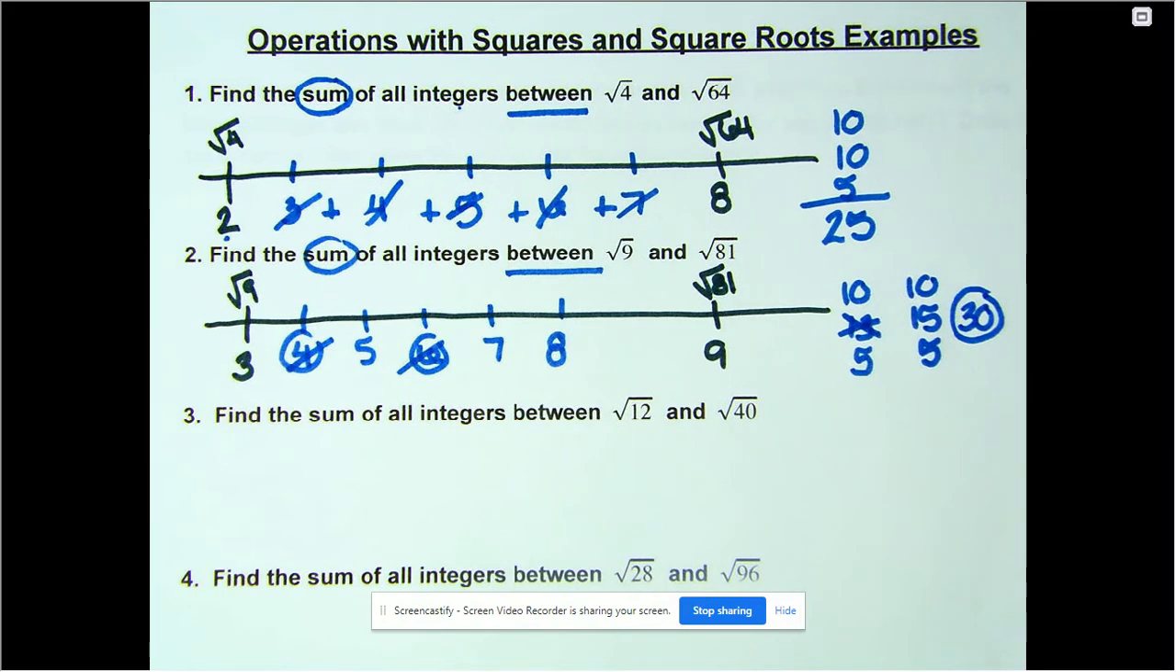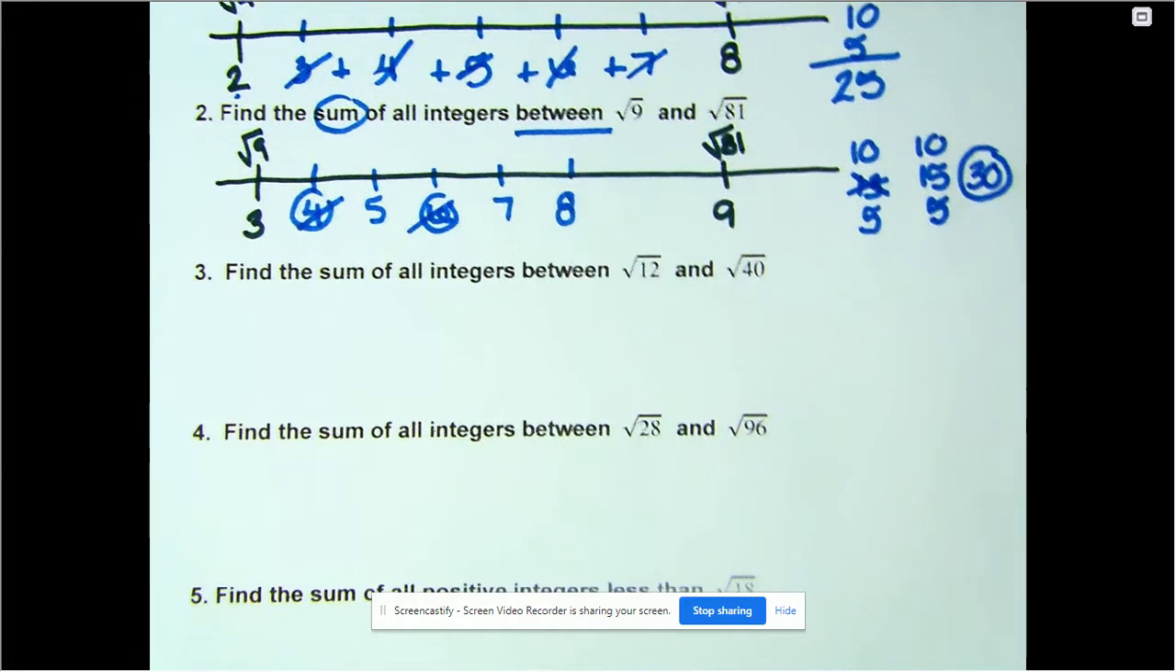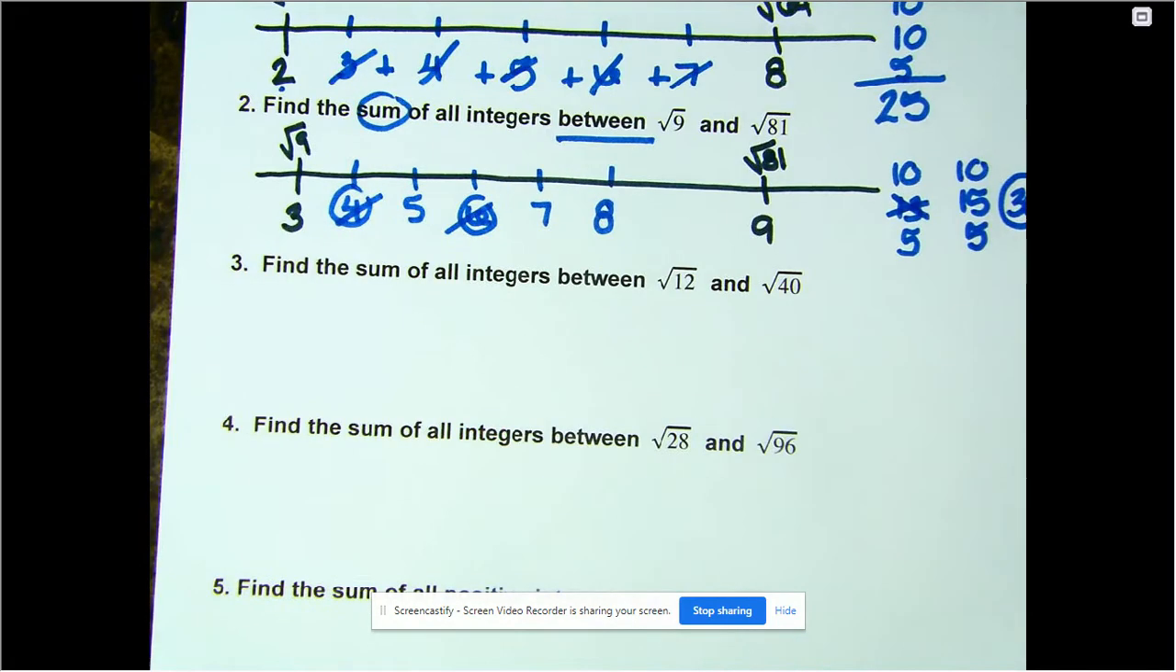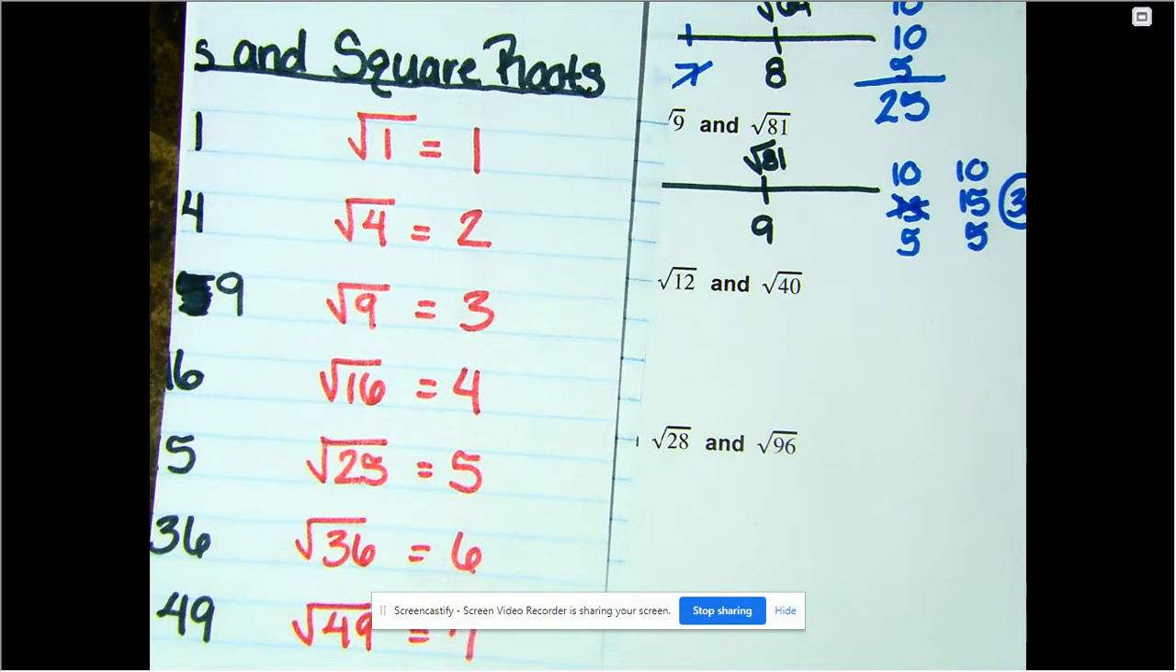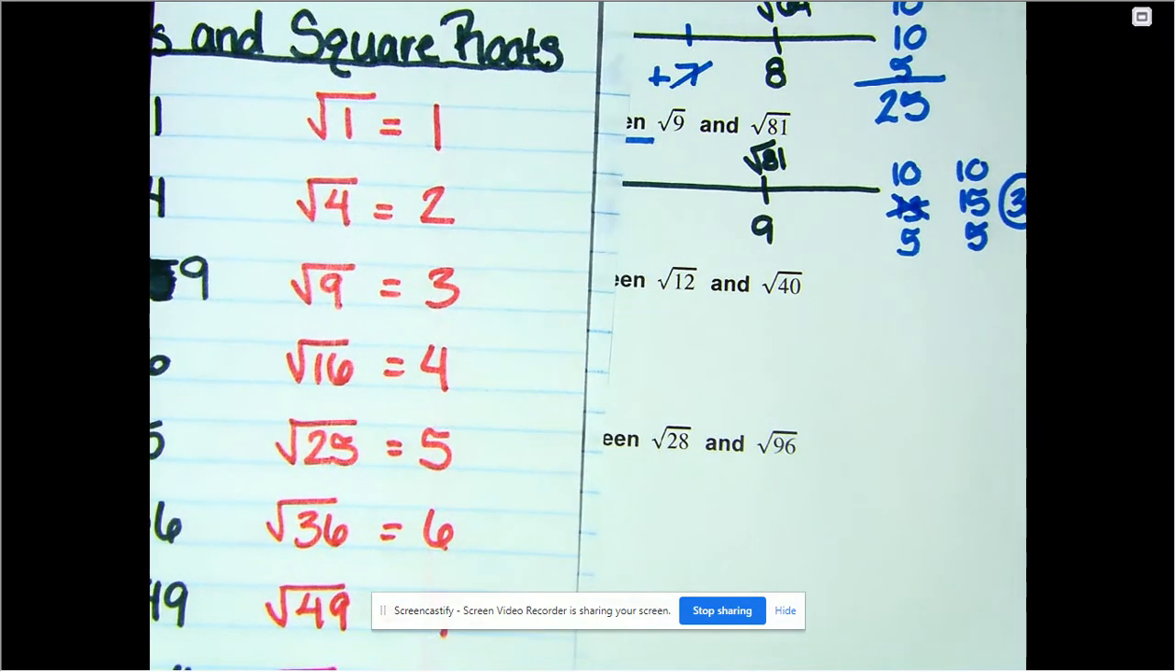Okay, on number 3, find the sum of all integers between the square root of 12 and the square root of 40. So as you're looking at your perfect square list, you're probably like, Miss Stamps, those aren't perfect squares anymore. That's okay. We're taking it a step further.